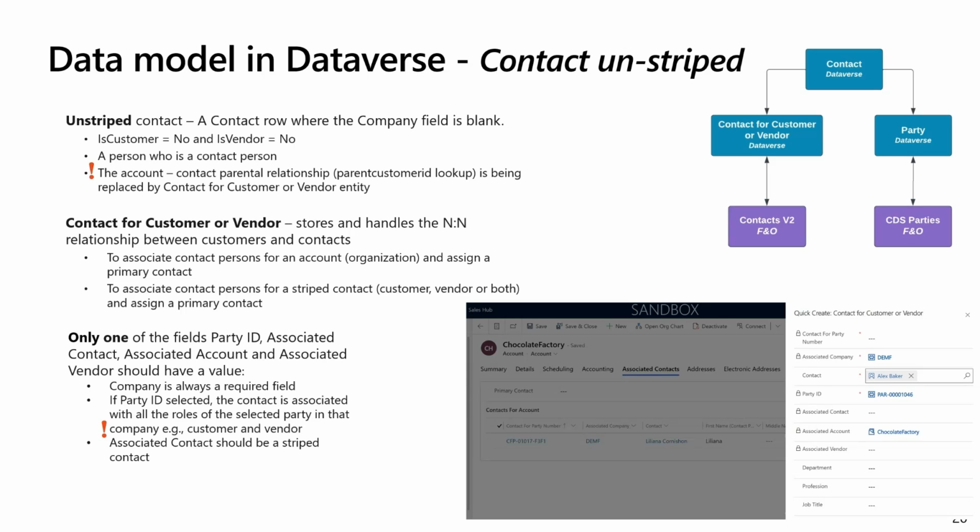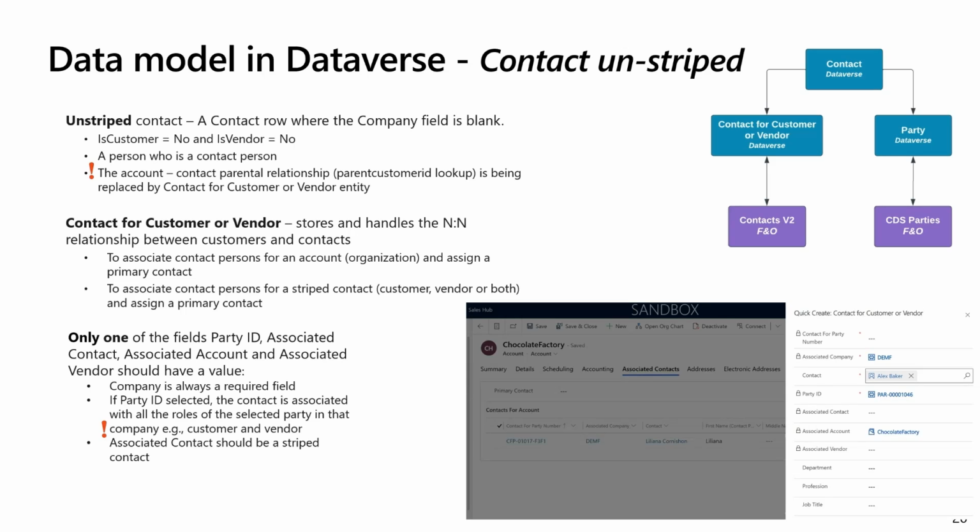We will be able to associate contact persons for an account and assign a primary contact from the list of contact persons available. We'll also be able to associate contact persons for a striped contact that can be a customer, a vendor, or both, and similarly assign a primary contact.